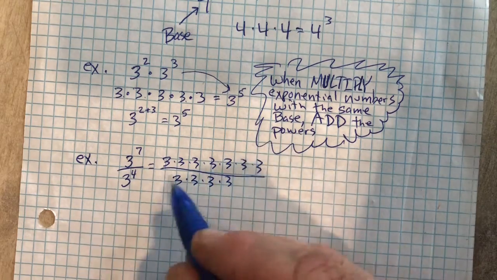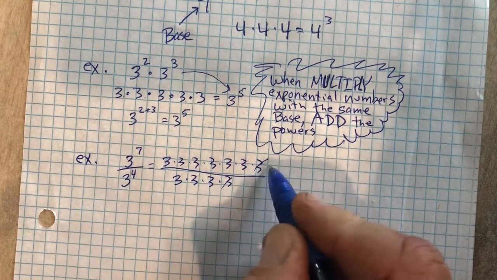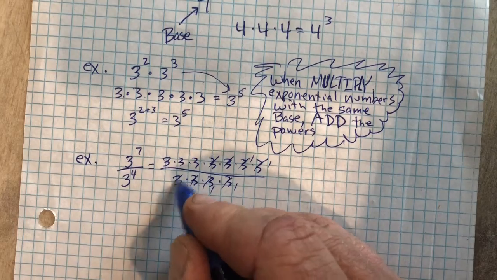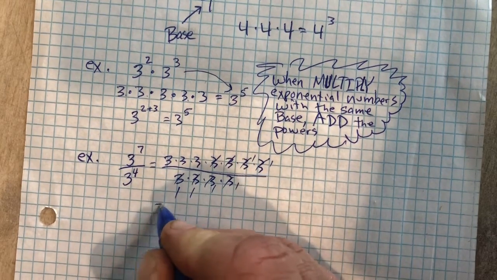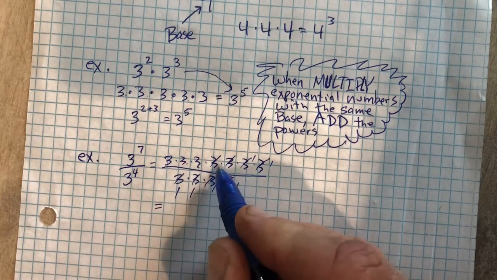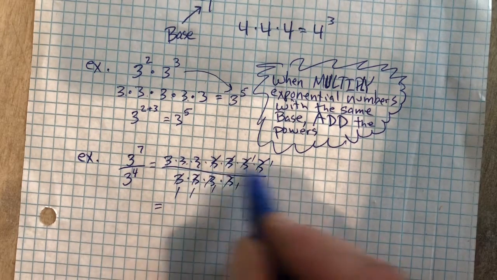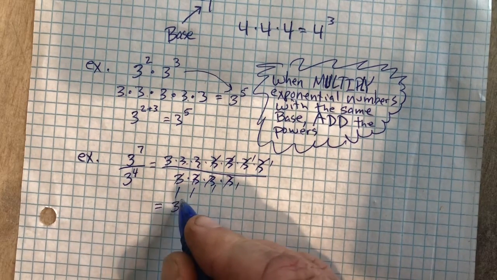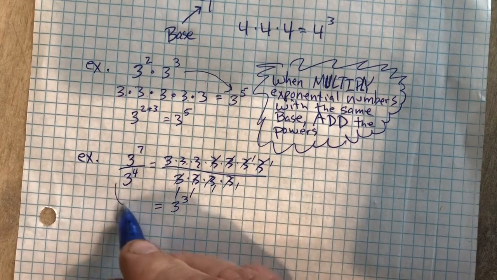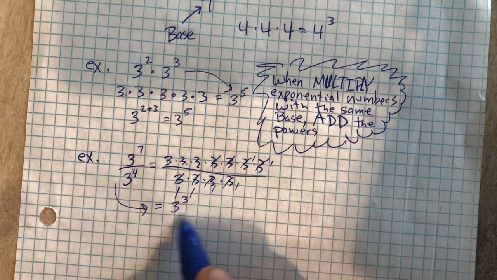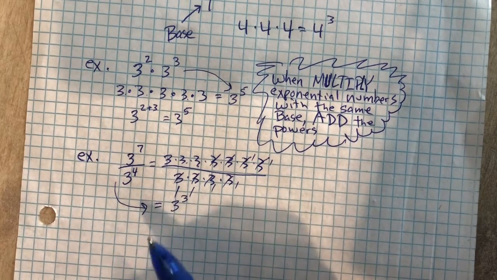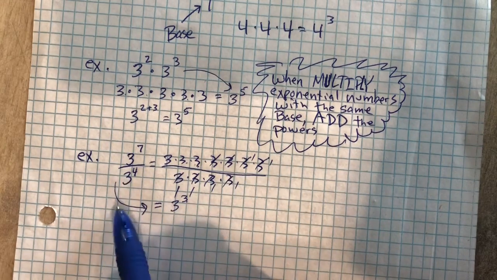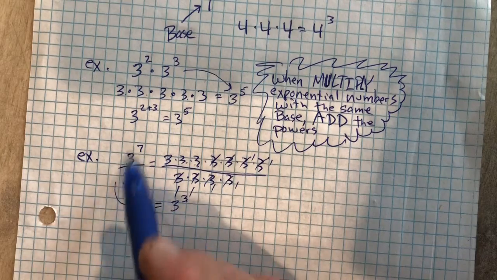So that's what I would prefer to do in this case, where we do 3 divided by 3 is 1 over 1. 3 divided by 3 is 1 over 1. 3 divided by 3 is 1 over 1, and 3 divided by 3 is 1 over 1. So what we're left with here is 3 times 3 times 3 times all these 1's, which don't change the value at all, over 1, which doesn't change the value at all. So we just have 3 to the third power. So what's the shortcut? How do we go from the division problem to the simplified answer here? If you look at it, 7 minus 4 is 3. So the shortcut here is when dividing exponential numbers with the same base, you can subtract the powers.